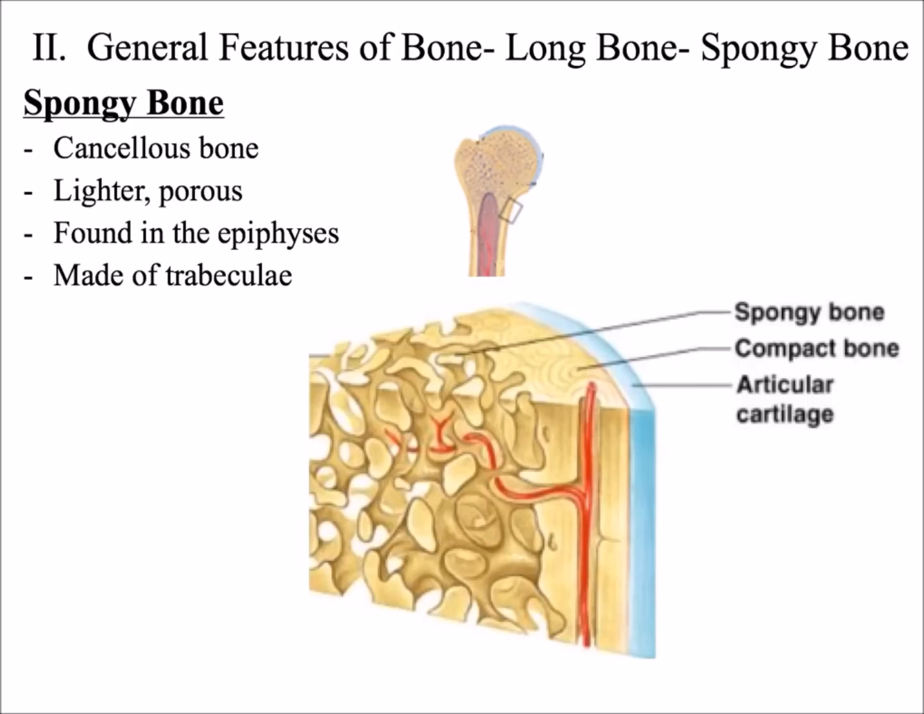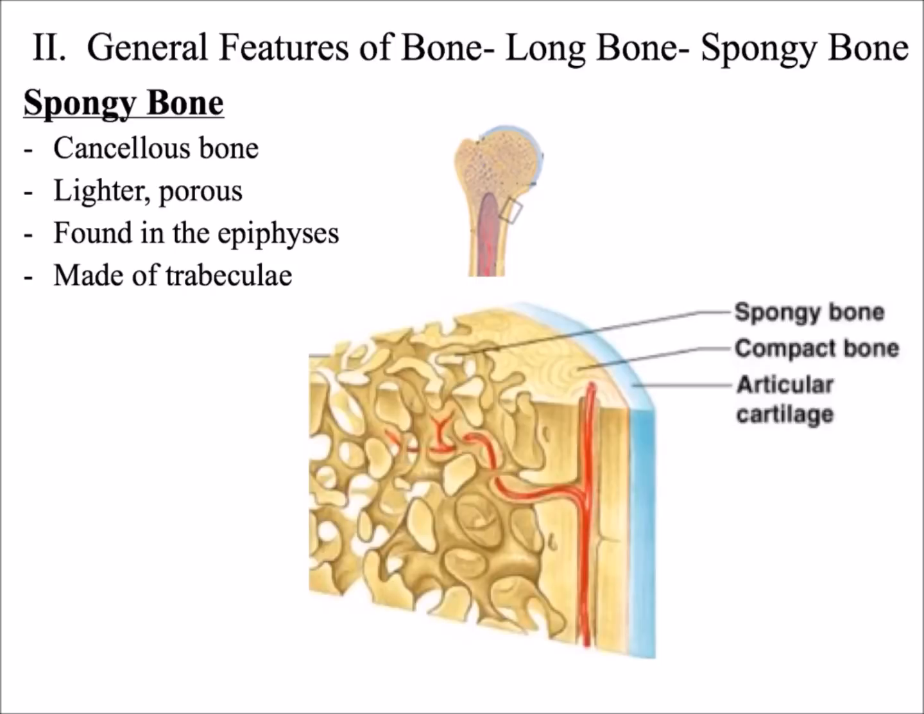So the second type of bone is called spongy bone. Spongy bone is also known as cancellous bone. That's the actual name, but I'll never call it cancellous bone. Spongy bone makes a little more sense because it looks like a sponge. Okay? Spongy bone is very light. It's very porous. In other words, it has a lot of holes.